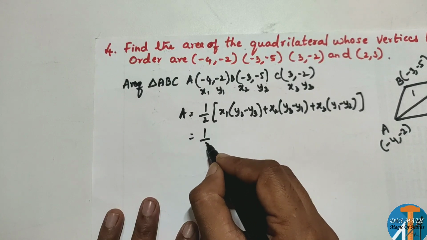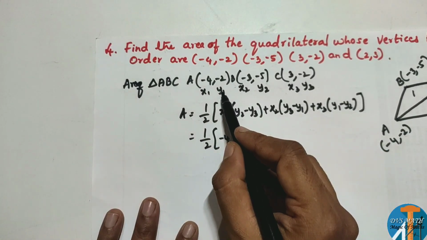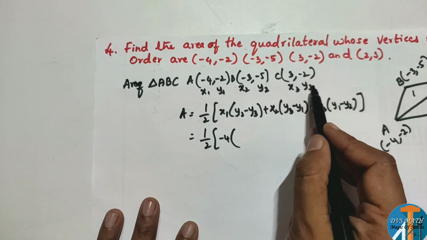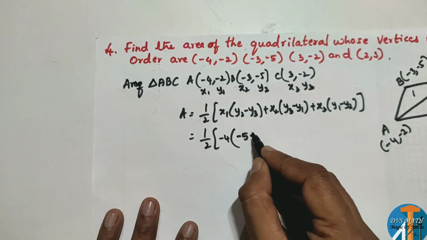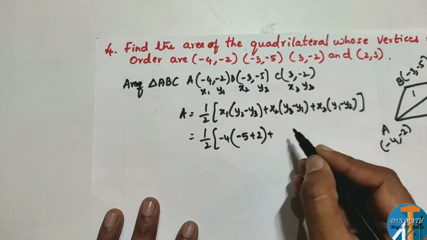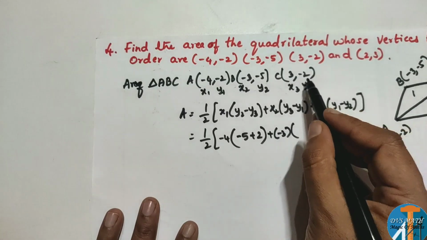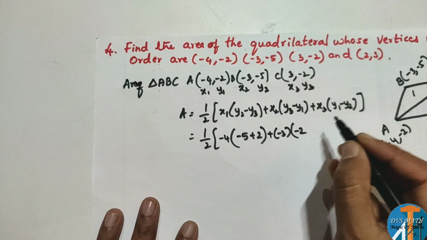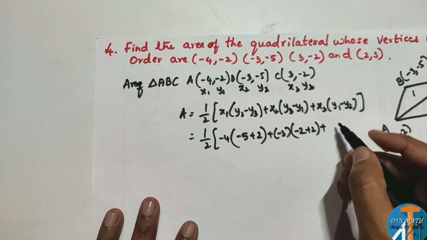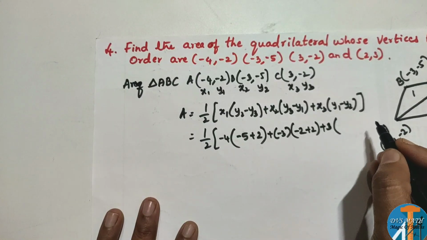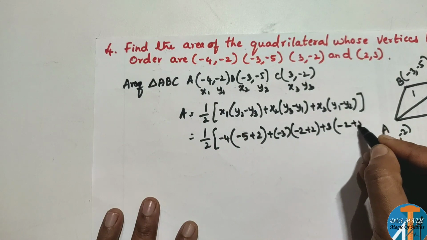So now let us substitute. x1 is minus 4, y2 minus y3, that is minus 5 minus minus 2, minus into minus, it is plus 2. Plus x2, it is minus 3, y3 minus y1, so minus 2 minus minus 2, it is plus 2. Plus x3, it is 3, y1 minus y2, it is minus 2 minus minus 5, minus into minus plus 5.